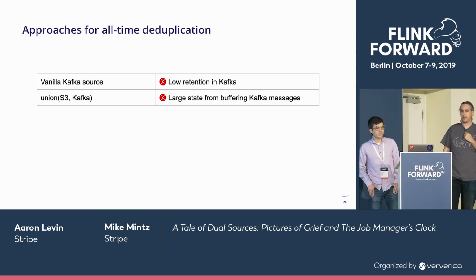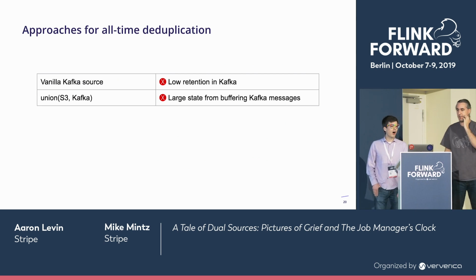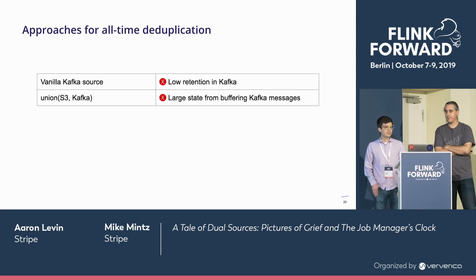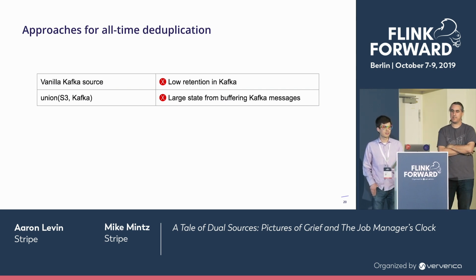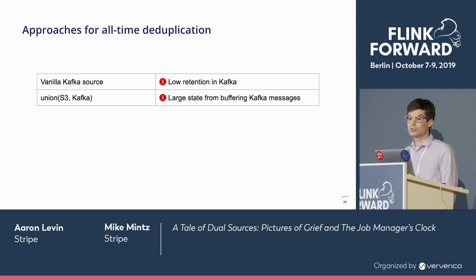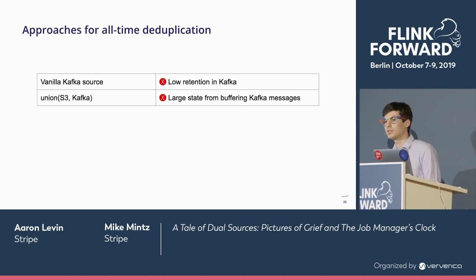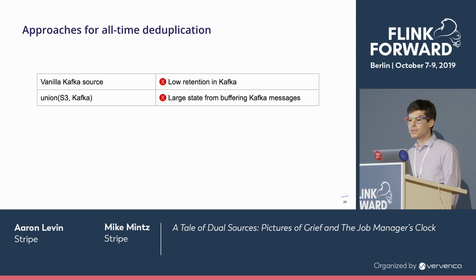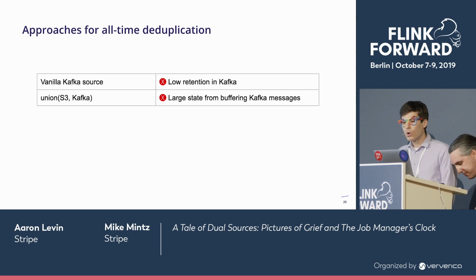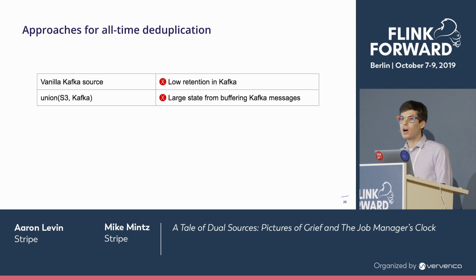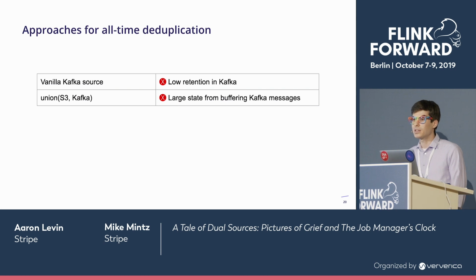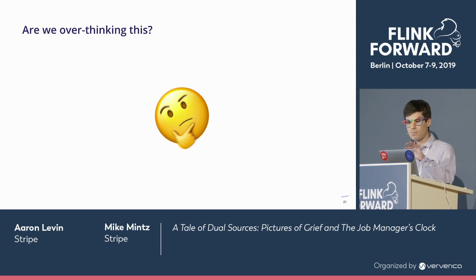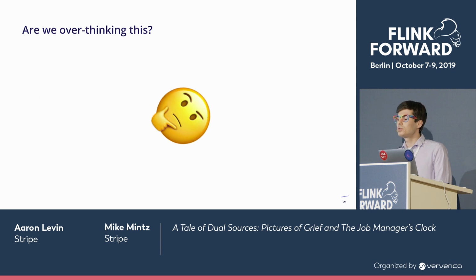So let's rewind for a second. We're trying to implement all-time deduplication. We can't just use a Kafka source by itself, since we have limited retention in our Kafka clusters. This means we need to read from 2 sources, Kafka and S3. But combining them with Flink's built-in union operator doesn't work, because either events arrive out of order, or if we use watermarks, events from Kafka get buffered until we finish all files from S3, resulting in potentially a very large Flink state.